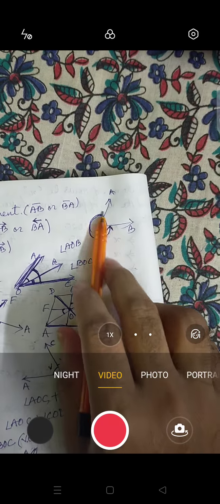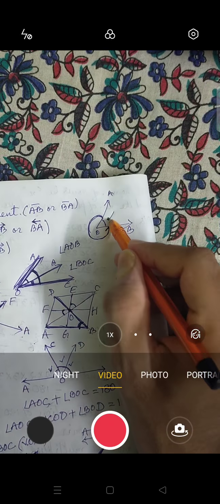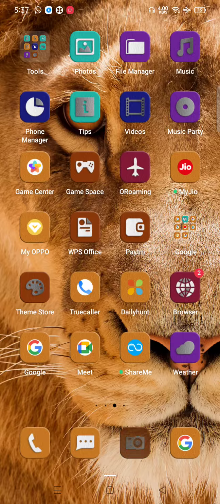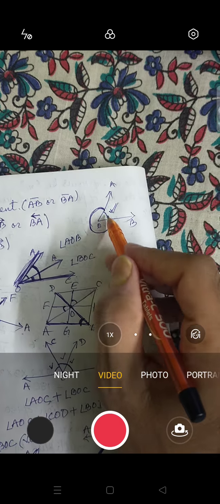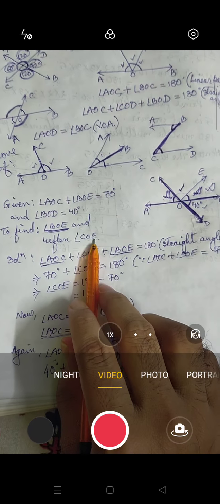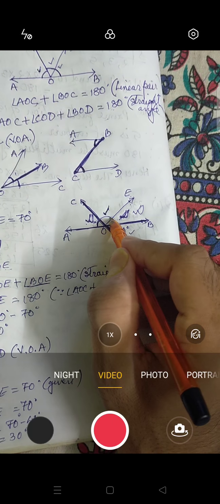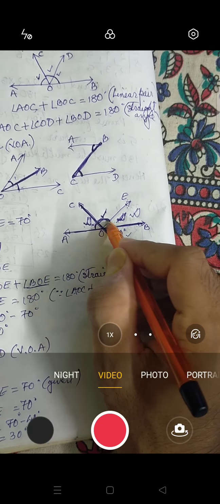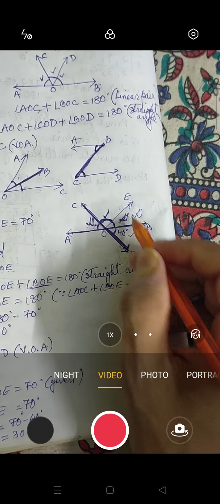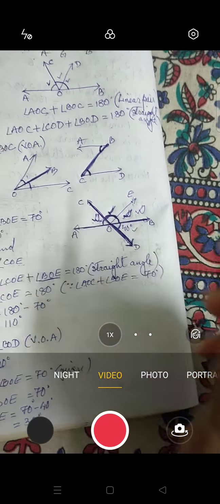Now you know that this complete angle is 360 degrees. So from 360 degree, if you subtract this angle, you will be getting the reflex angle. So same way here, they told you to find reflex angle COE. So I'll be needing this angle COE, so that if I know this one, from 360, if I subtract this angle, I'll be getting reflex angle.